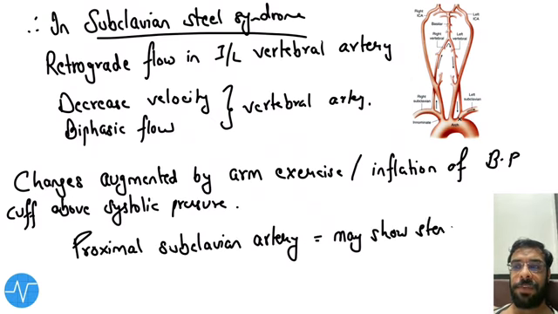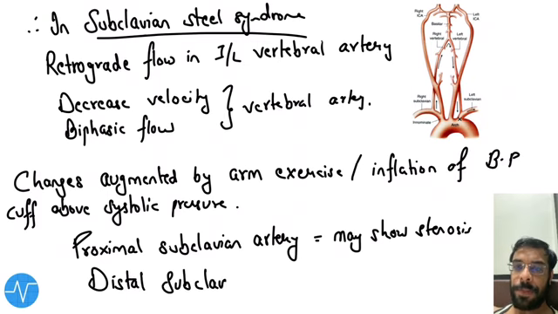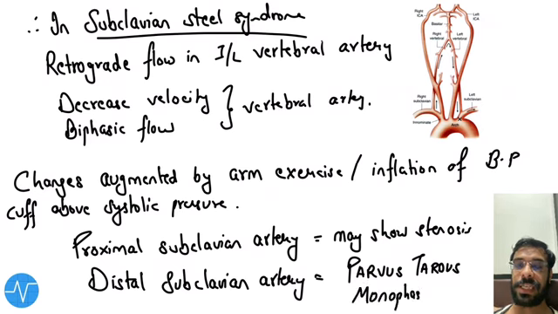In the proximal subclavian artery, we will see stenosis, and in the distal subclavian artery, we will see a Parvus-Tardus waveform and a monophasic flow pattern. Remember, if we see a Parvus-Tardus waveform, it indicates that an upstream obstruction is there. Means if you see a parvus tardus waveform, somewhere along the course of the blood flow, above where you see parvus tardus, there is an obstruction happening.